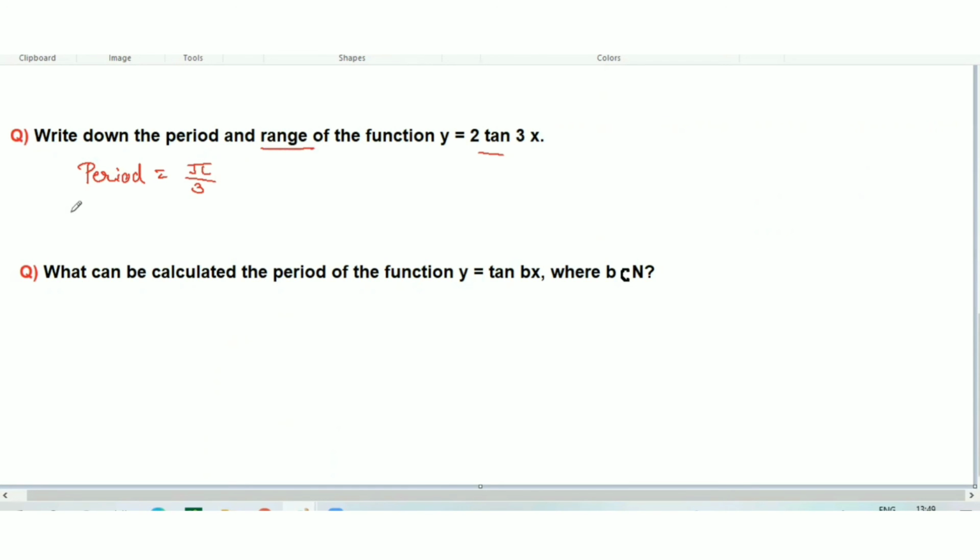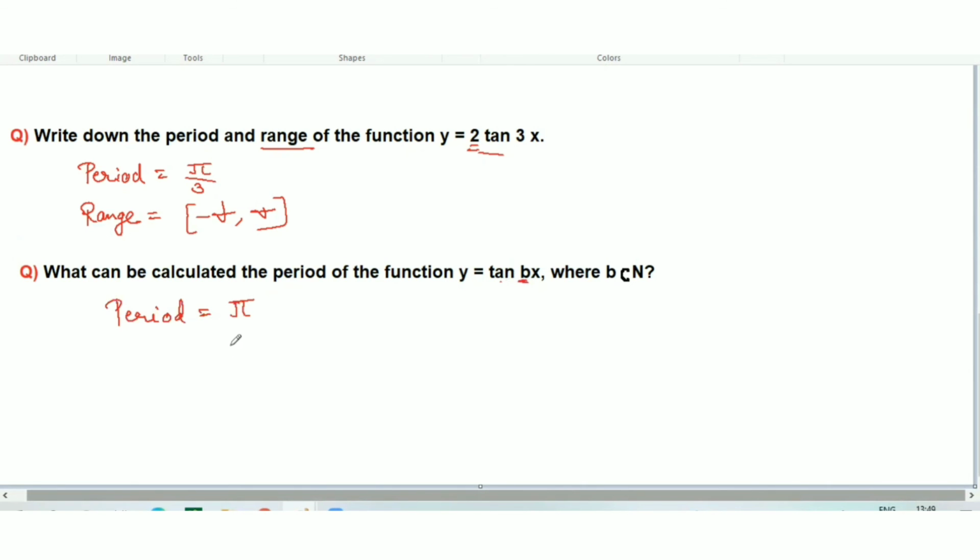And we need to find out the range of the function. As tan theta is equal to sine theta over cos theta, the range of the function is not affected. So the range of the function remains minus infinity to infinity. The next question is, how do we calculate the period of the function y equal to tan bx? As the period of tan theta is always pi, this b affects the period of tan x. So pi over b will be the period of the function y equal to tan bx.